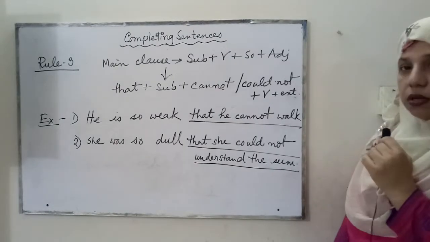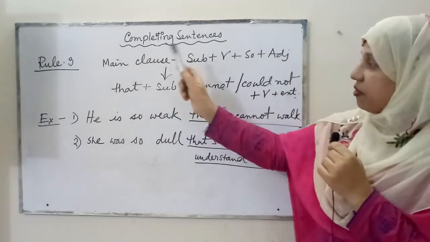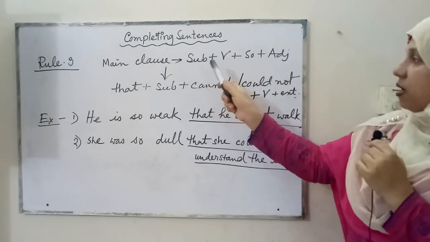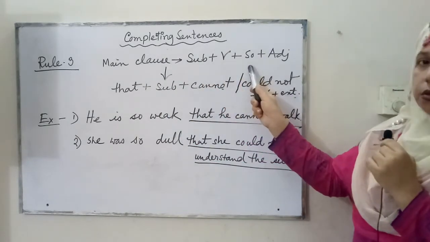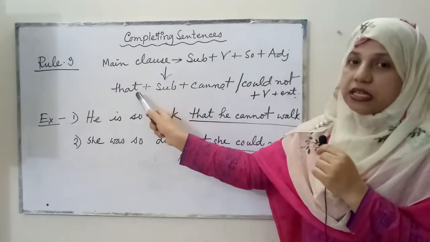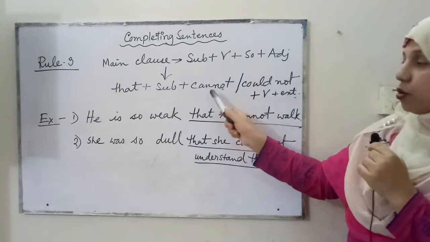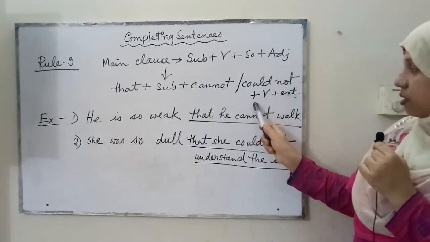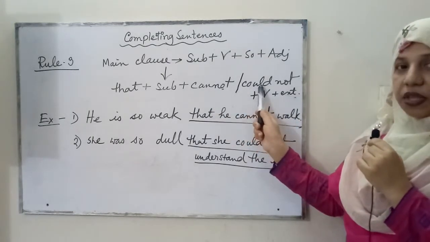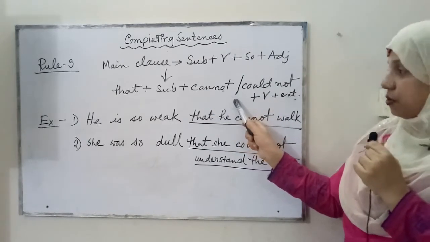Now let's see rule number 3. If the structure of the main clause is subject plus verb plus so plus adjective, then we have to use that plus subject plus cannot or could not plus verb plus extension. Why cannot or could not? These cannot or could not will be used according to the tense.